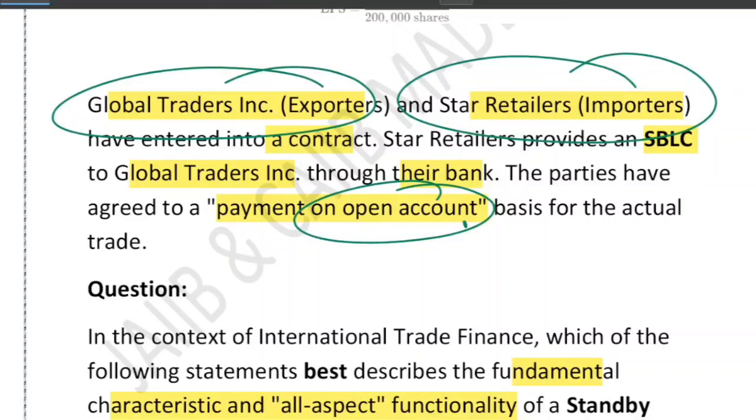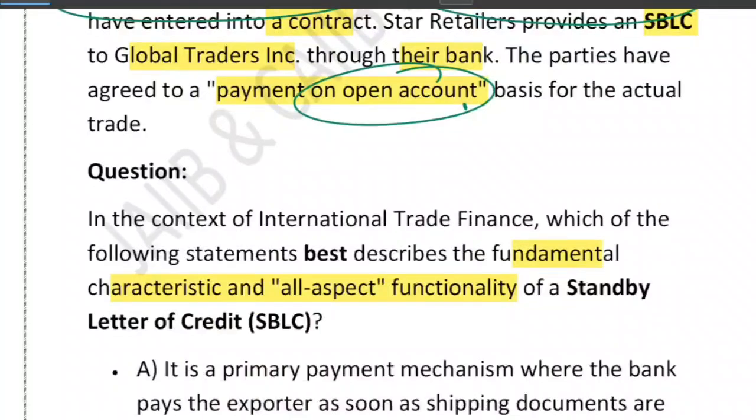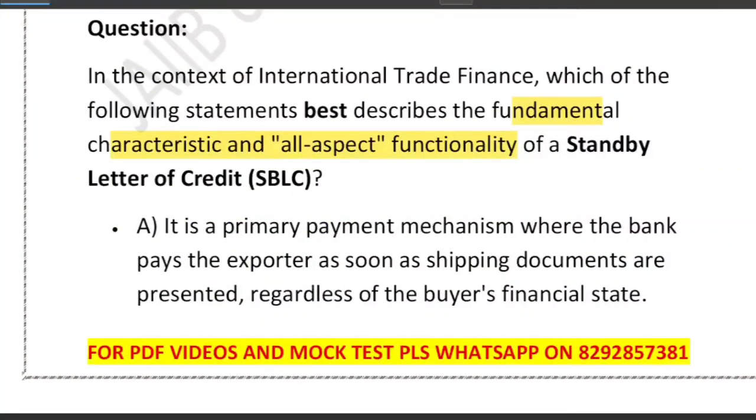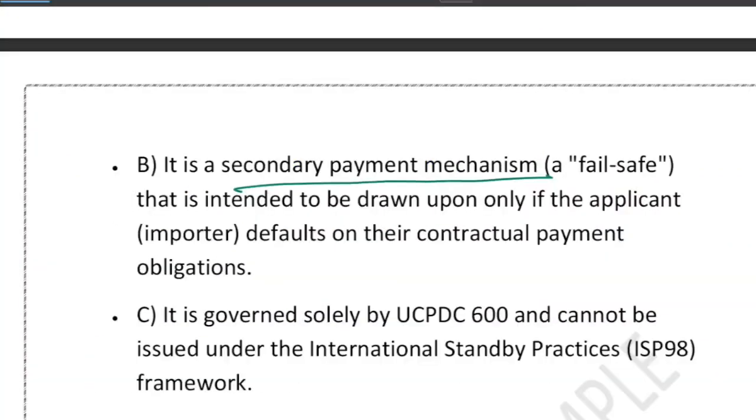So SBLC acts like saying that if my buyer does not pay you, my bank will pay you. So it is a kind of secondary payment mechanism. It is a kind of backup, a fail-safe or plan B. If you look at option A, it says primary payment mechanism, so that is incorrect. Option B describes it correctly. The bank only pays if the buyer fails, right? It is a default-based instrument. I clearly told you it is a kind of default-based instrument.